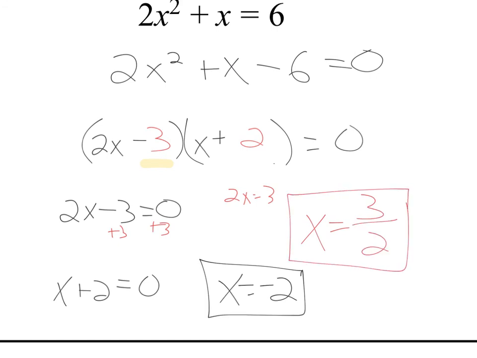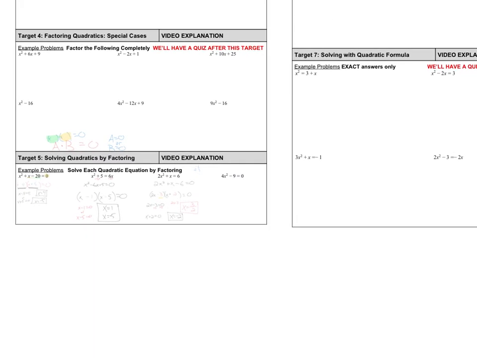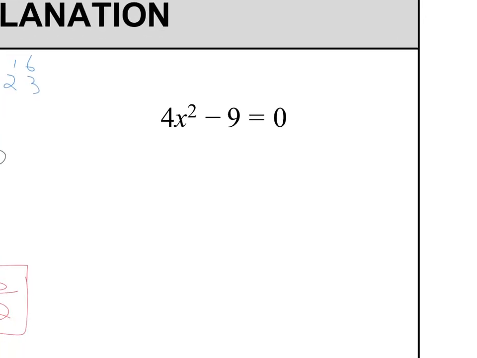If you're a fan of shortcuts, I'm a huge fan of shortcuts. If you have a linear factor like this, or it's something x plus or minus something, and you want to jump straight to the answer, take the opposite of the second number divided by the first. So the opposite of a negative 3 is a positive 3 divided by the first number, which was 2. All right, last and final one.